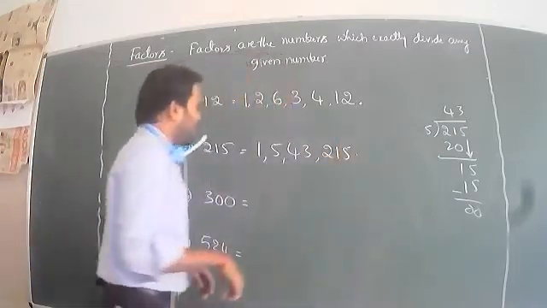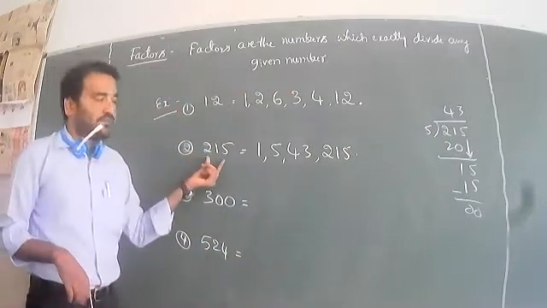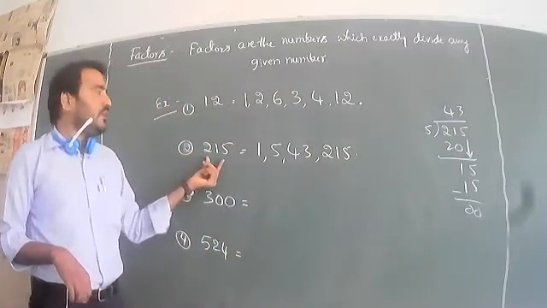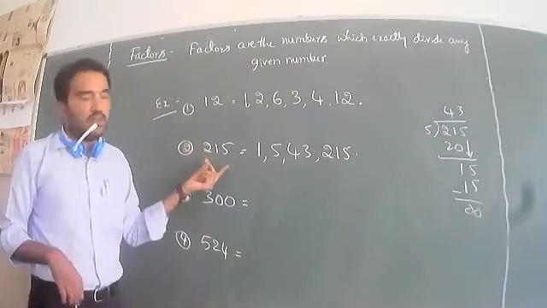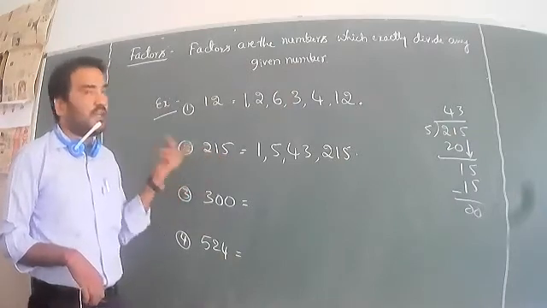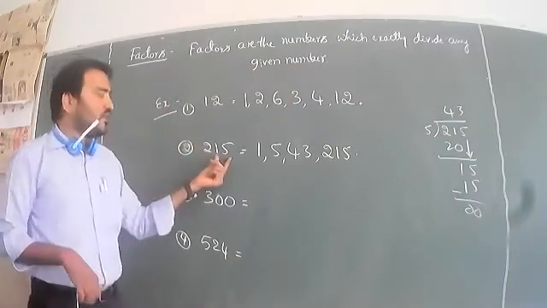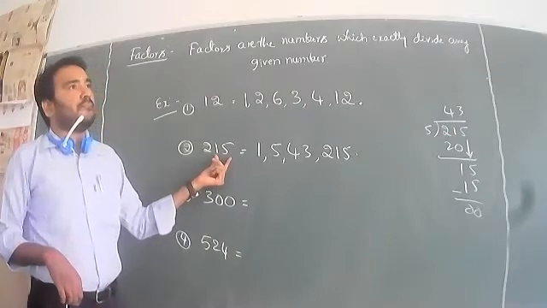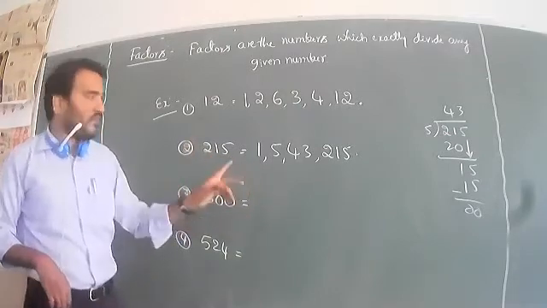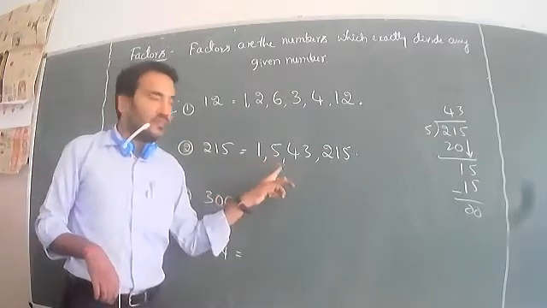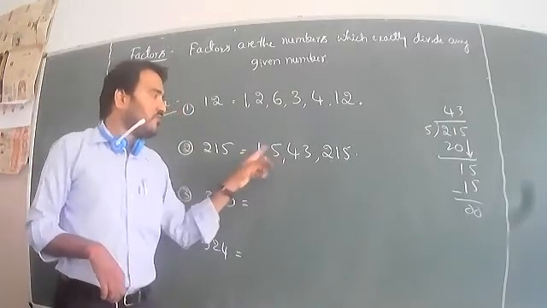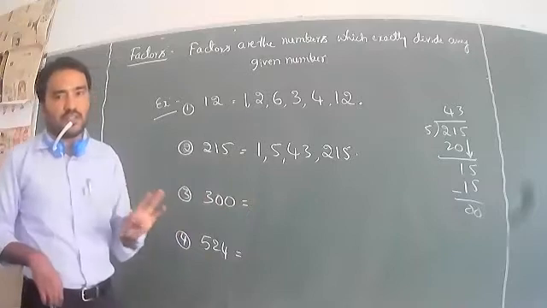Next, which number can divide? 3 cannot divide, because 2 plus 1 plus 5 is 8, not divisible by 3. Next, 15, no. Okay, it is enough. So 1, 5, 43, 215 are the factors of 215.